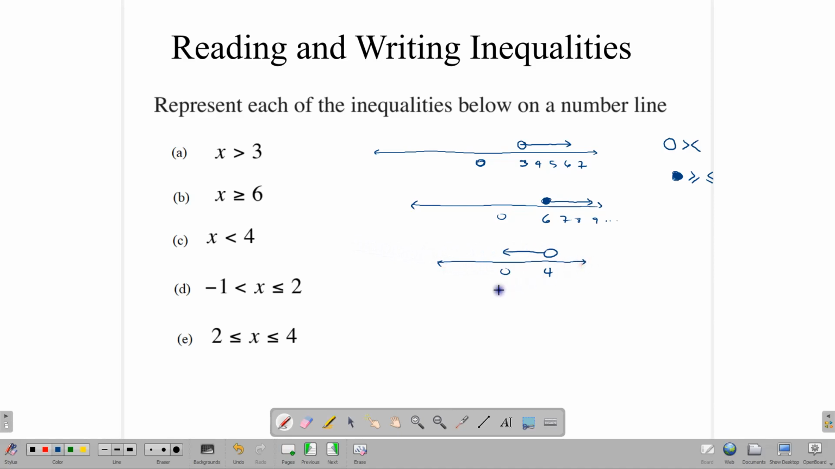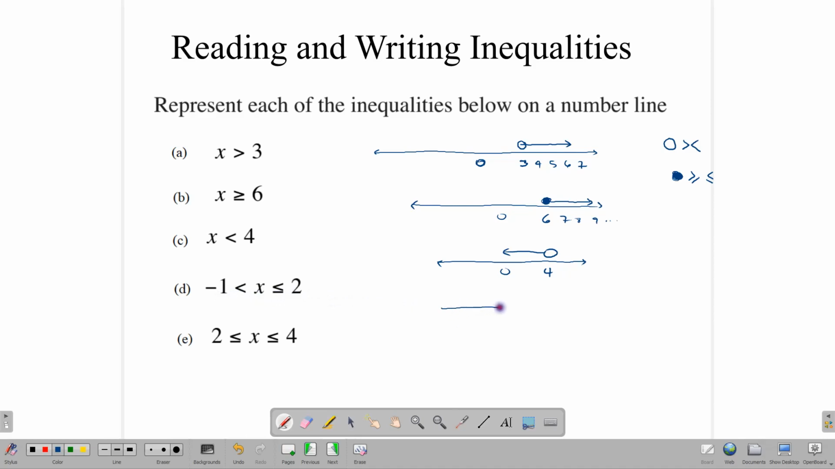That's for our number line. This one is interpreted as x is between this and this. So x is between -1 and 2. Some persons read it as x is greater than -1 and x is less than or equal to 2. It's much easier to read it as x is between -1 and 2, inclusive of 2.